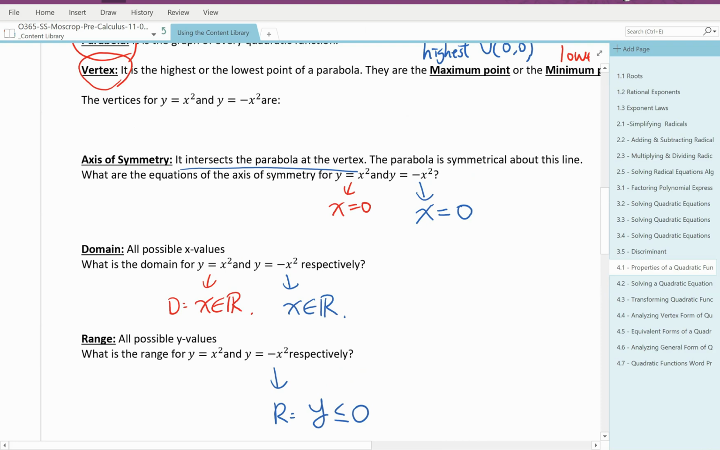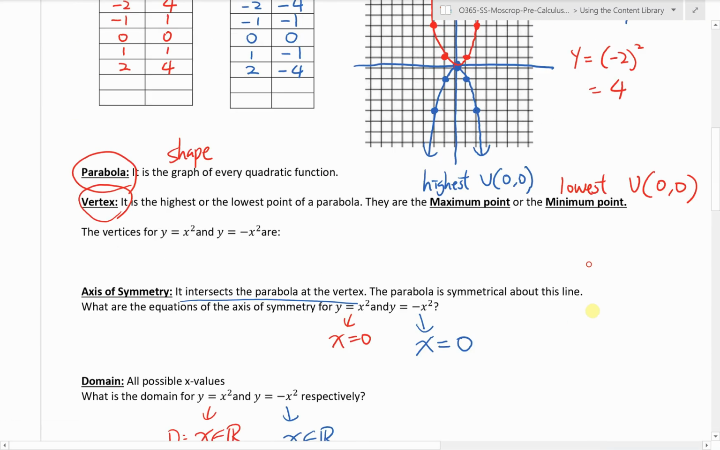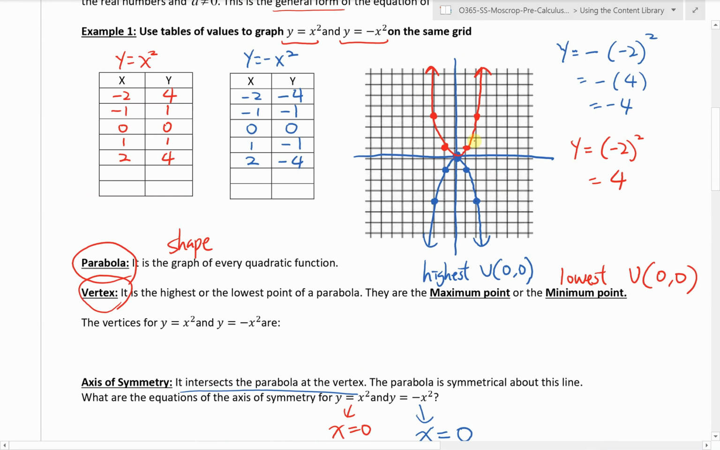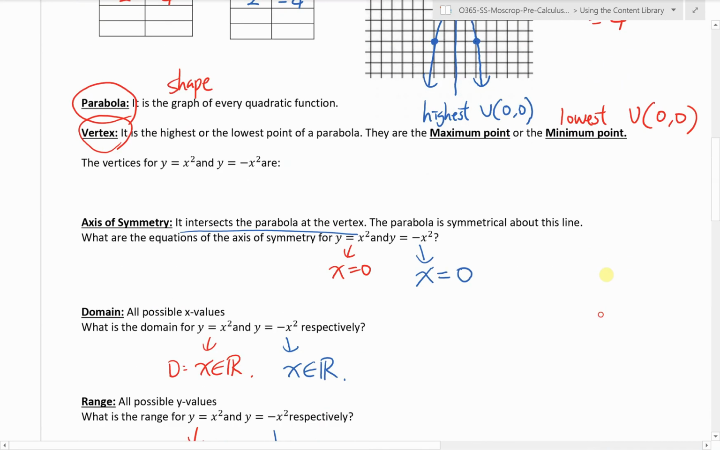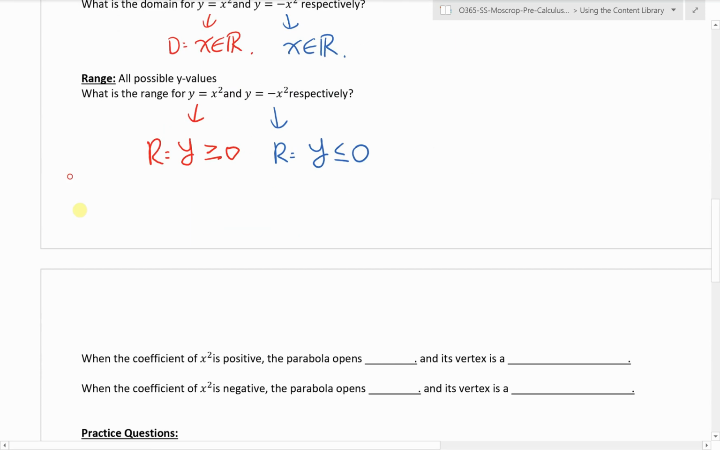So similarly, for the red graph, y equals x squared, you can see the graph keeps going up to the left, keeps going up to the right. It does not go down. Okay, so we have a minimum right here at 0 for the y value, and therefore that is the range. y has to be greater than or equal to 0 because we have a minimum at 0, but we don't have a maximum because it just keeps going up. Okay, so that's the range.